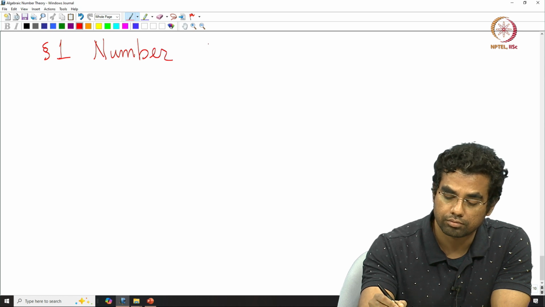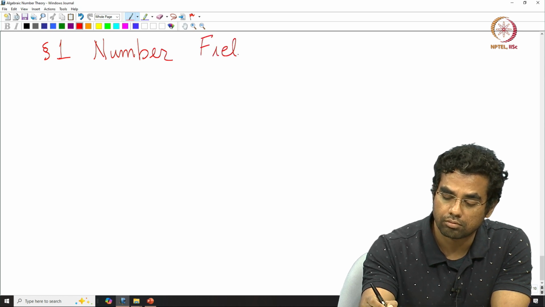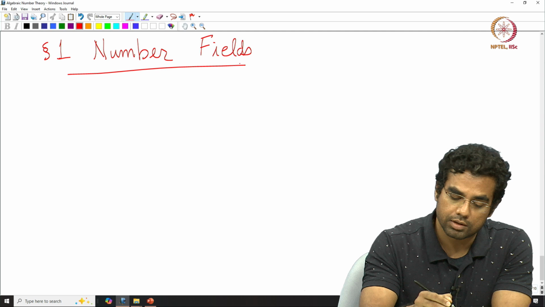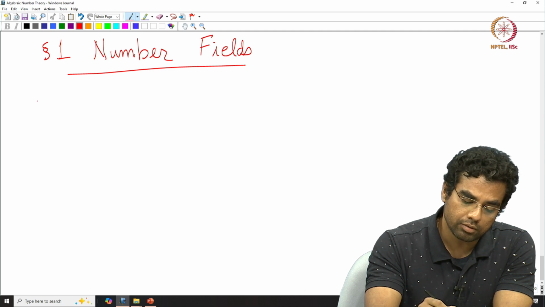So, I am going to assume familiarity with field theory, Galois theory and abstract algebra in this course, but I will still recall a few notions here because it will help me set up the notation. So, the first section is number fields. Okay. So, before that let me recall what the definition of a field is.